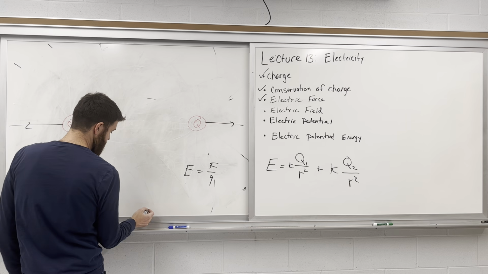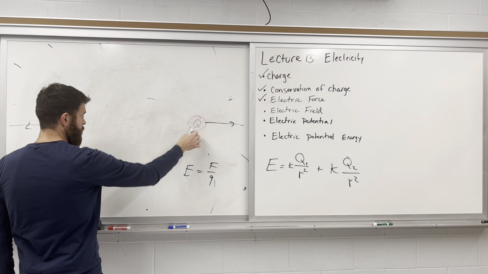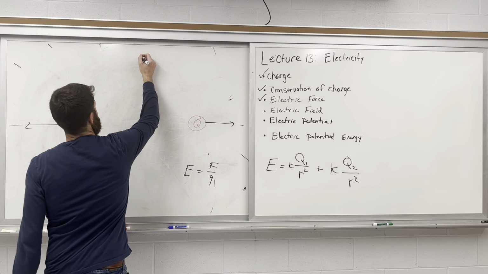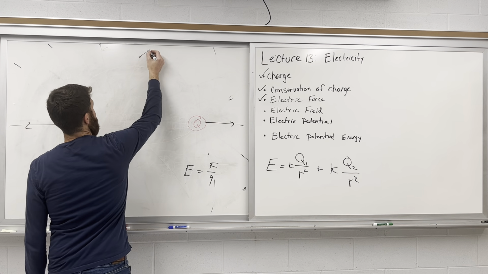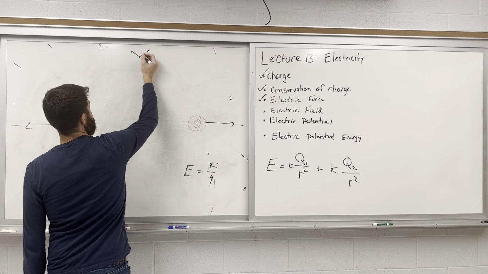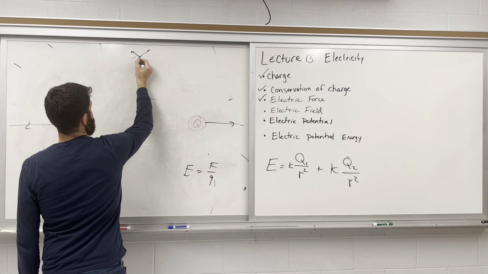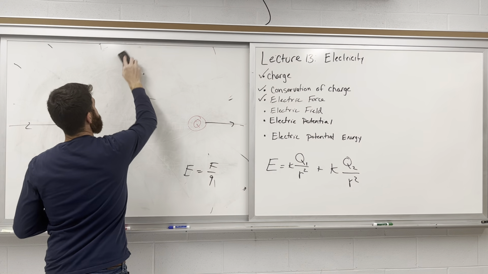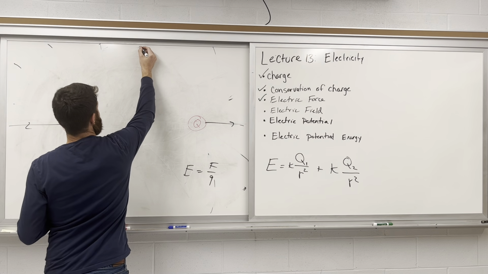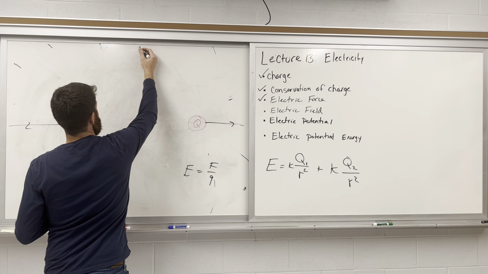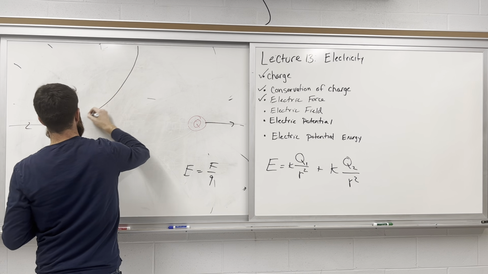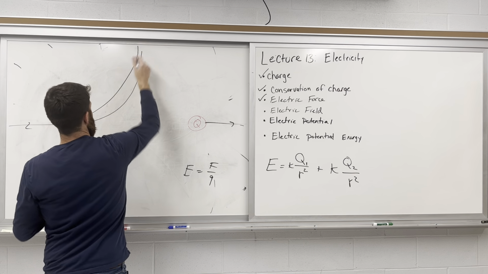And if something was down here, the force due to this charge would be in that direction. The force due to that charge would be in that direction. And so this component of this force cancels out that component of that force, so the net force would be in that direction. So that's the field line. I'll draw it this way.